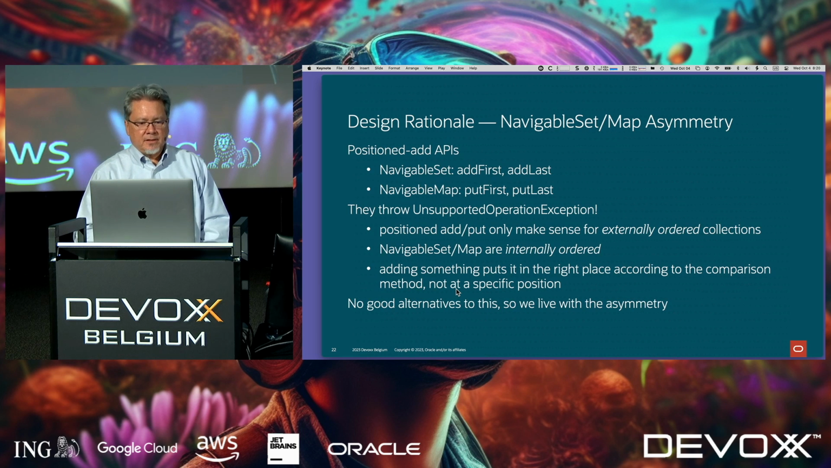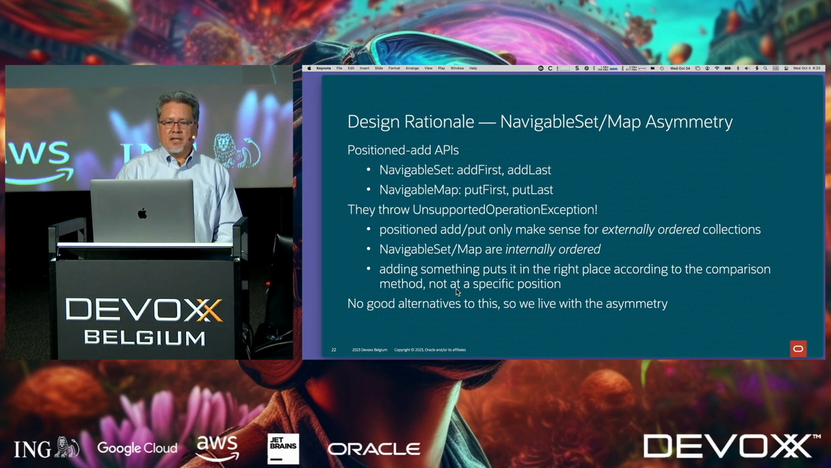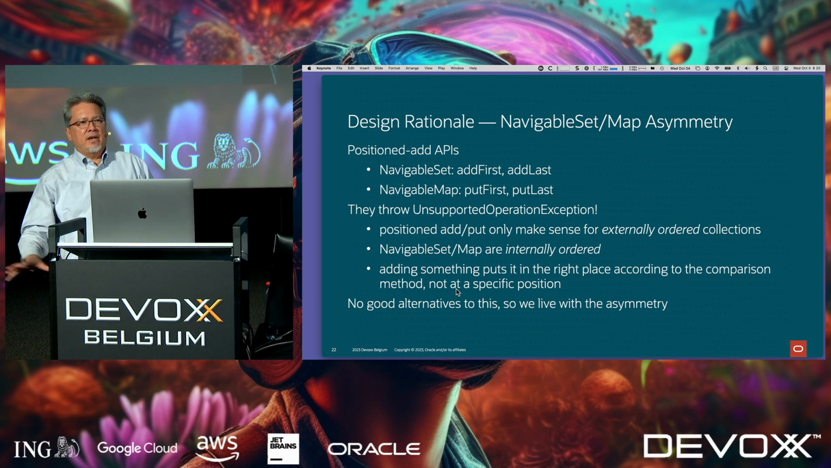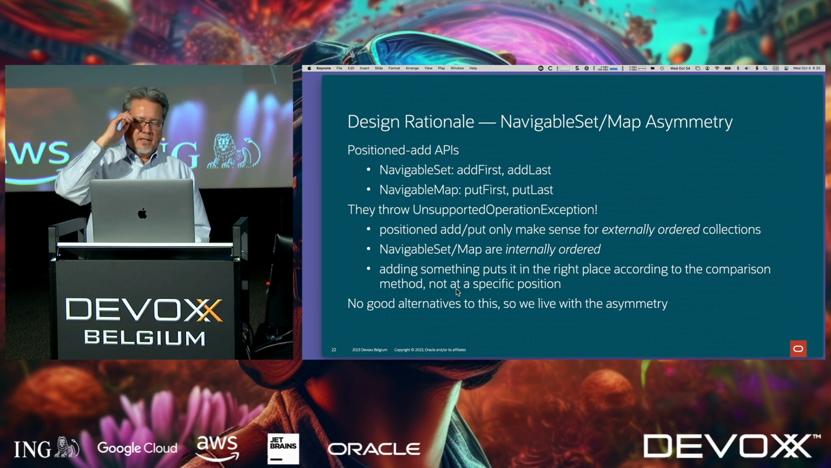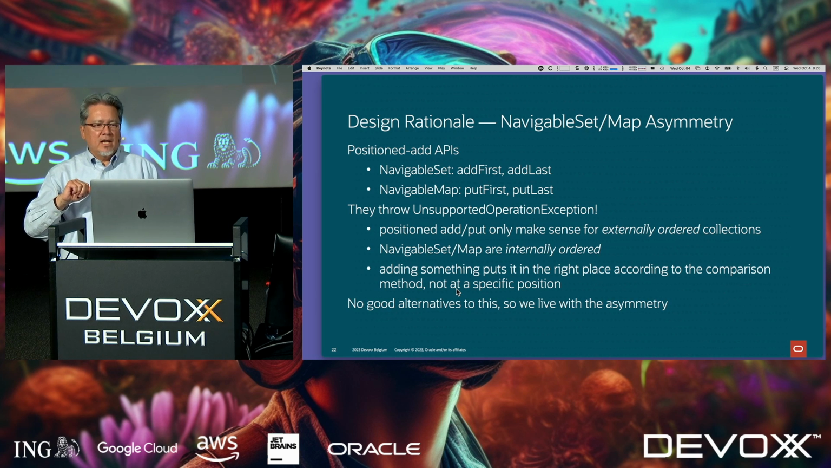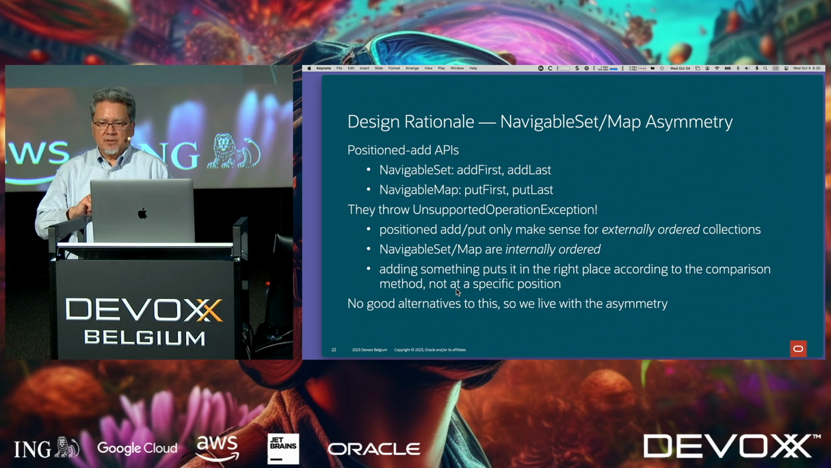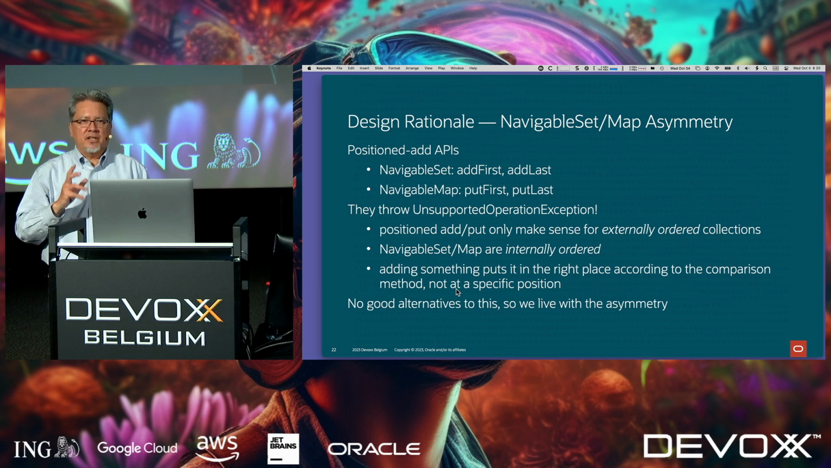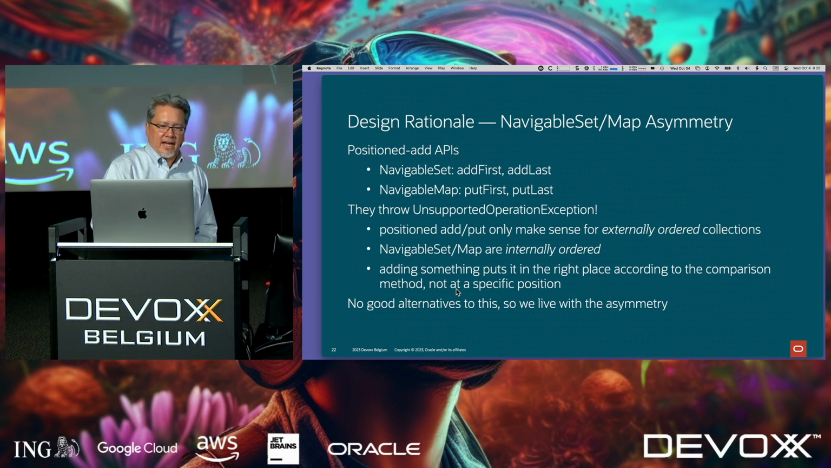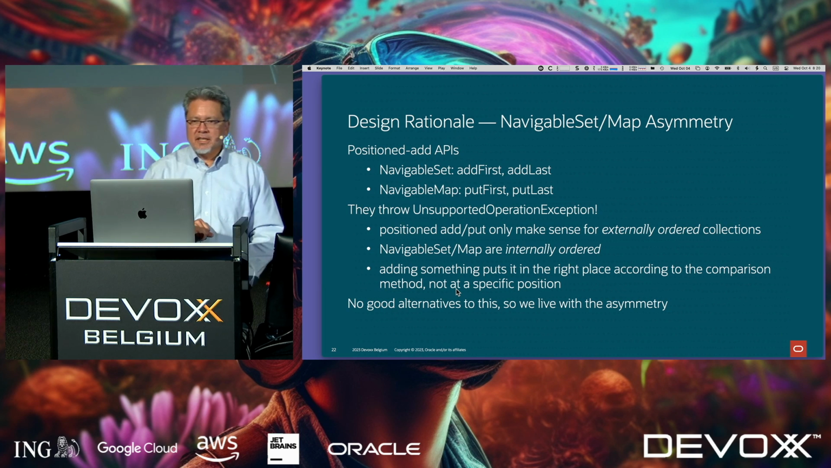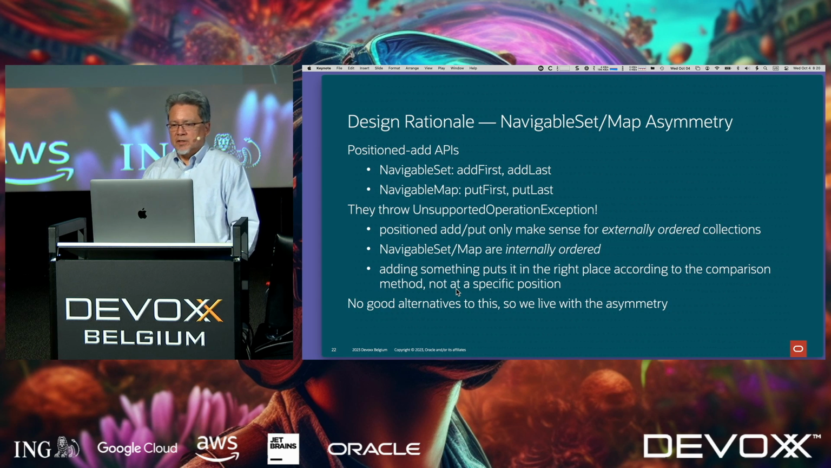All right, there is some asymmetry here in this lovely, nice, symmetrical, uniform hierarchy of operations and types. You cannot call addFirst and addLast on NavigableSet, and similarly with putFirst and putLast on NavigableMap. They will throw UnsupportedOperationException, and people hate that. But unfortunately, there are few alternatives to this.